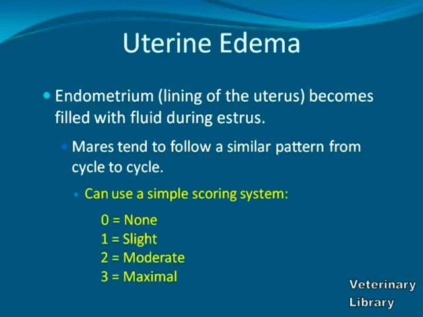A simple scoring system can be used to record the changes observed in uterine edema during estrus. In the scoring system I use, 0 represents no edema, 1 slight edema, 2 moderate edema, and 3 maximal edema.